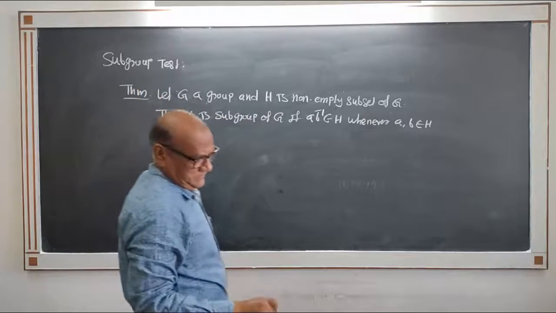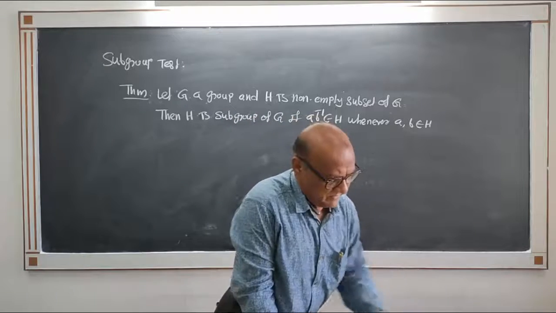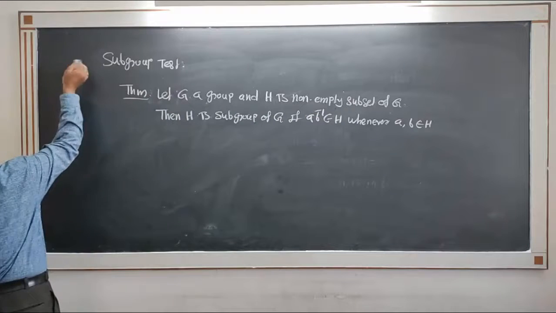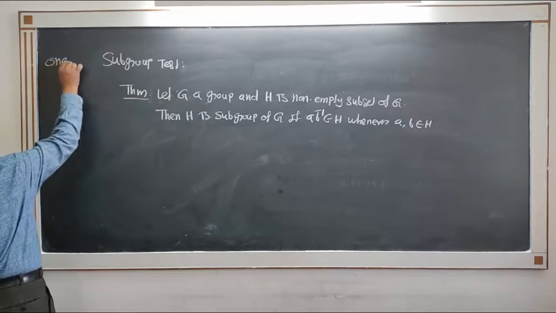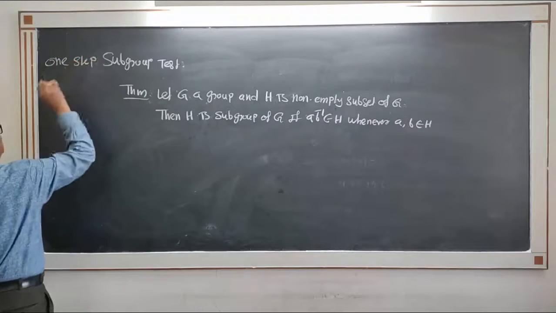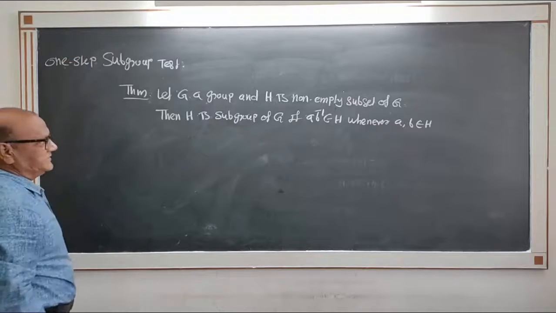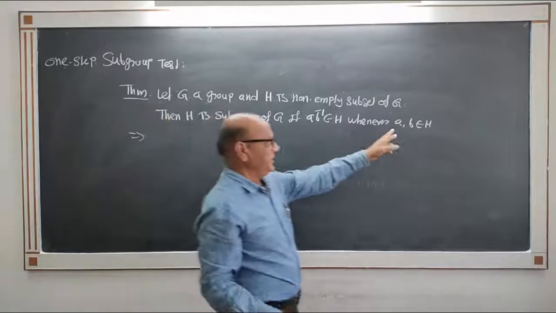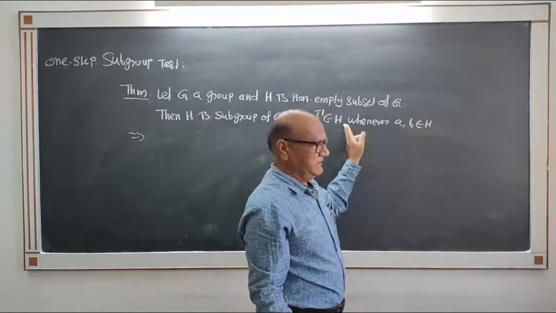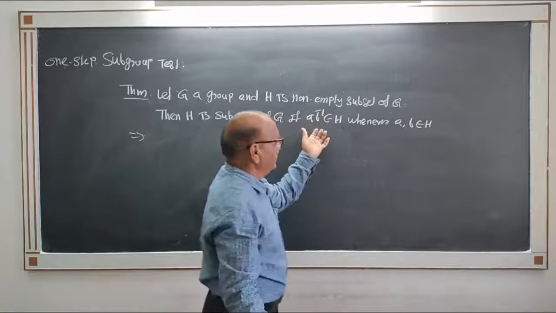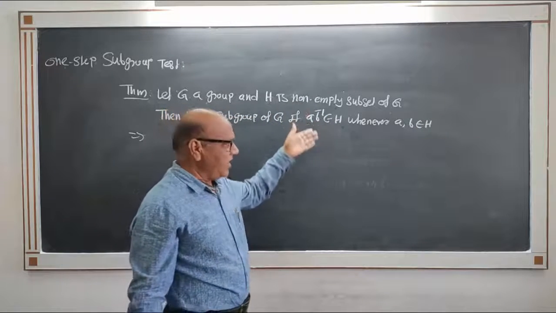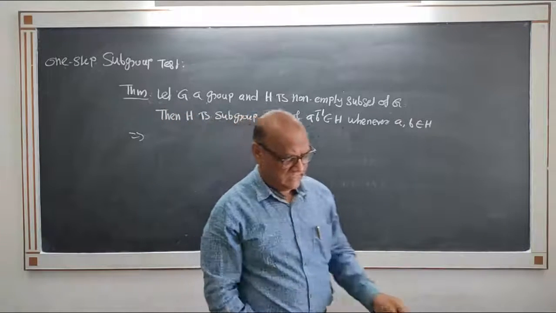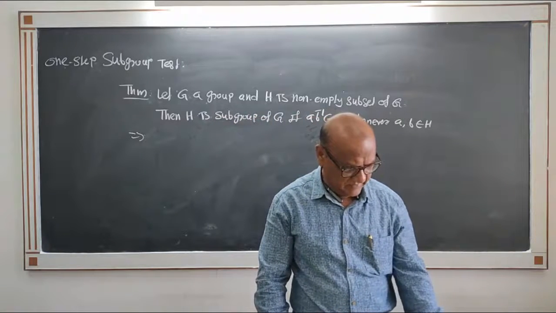This theorem is the one-step subgroup test. It means we only need to show that if A, B belong to H, then A B inverse belongs to H. If this is satisfied, then all the group axioms are satisfied.